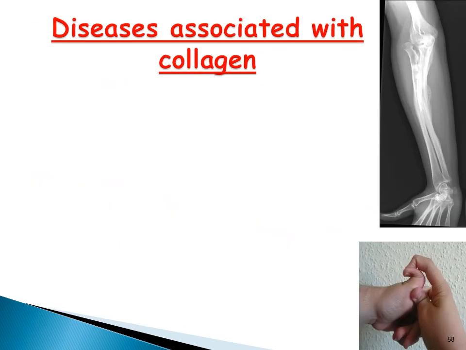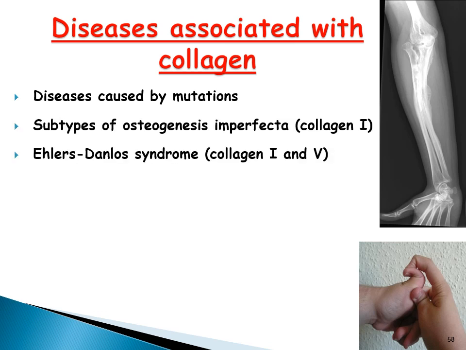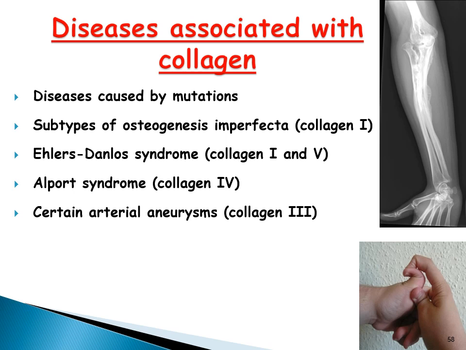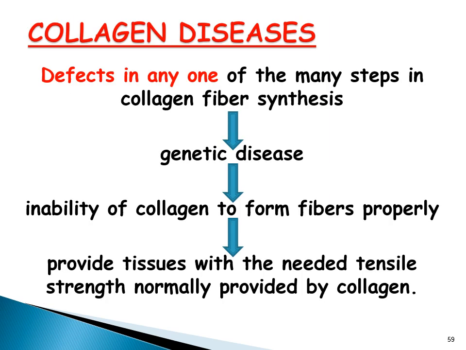Till now, we have seen the structure of collagen and how the collagen fibers are synthesized. Now, we discuss the diseases associated with collagen. There is a very long list of diseases. There are diseases due to mutation, subtypes of osteogenesis imperfecta, Ehlers-Danlos syndrome, Alport syndrome, certain arterial aneurysms. You can see in all the conditions, different types of collagen are affected, like Ullrich muscular dystrophy, certain chondrodysplasias, and Knobloch dysplasia. As we have seen, these collagen diseases are mostly due to mutations.